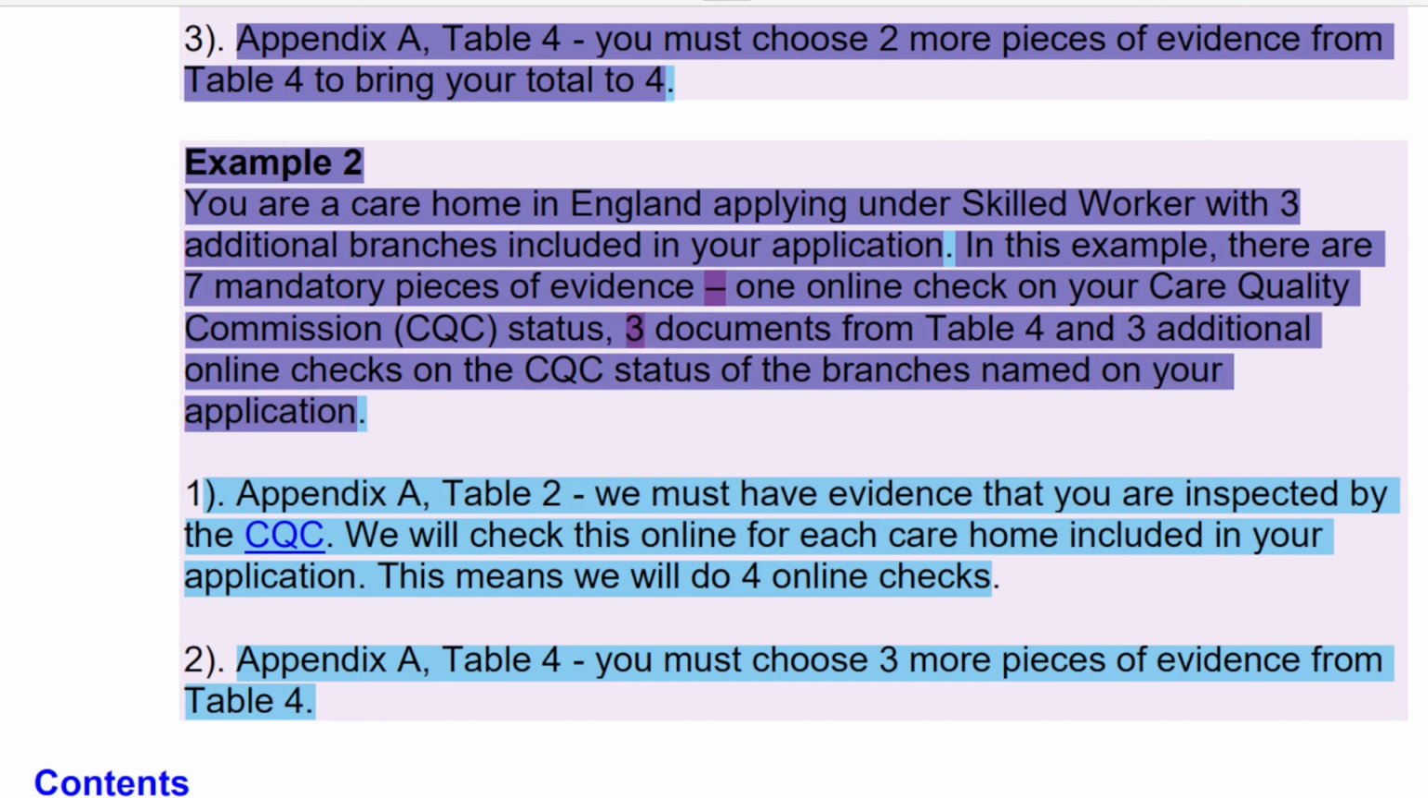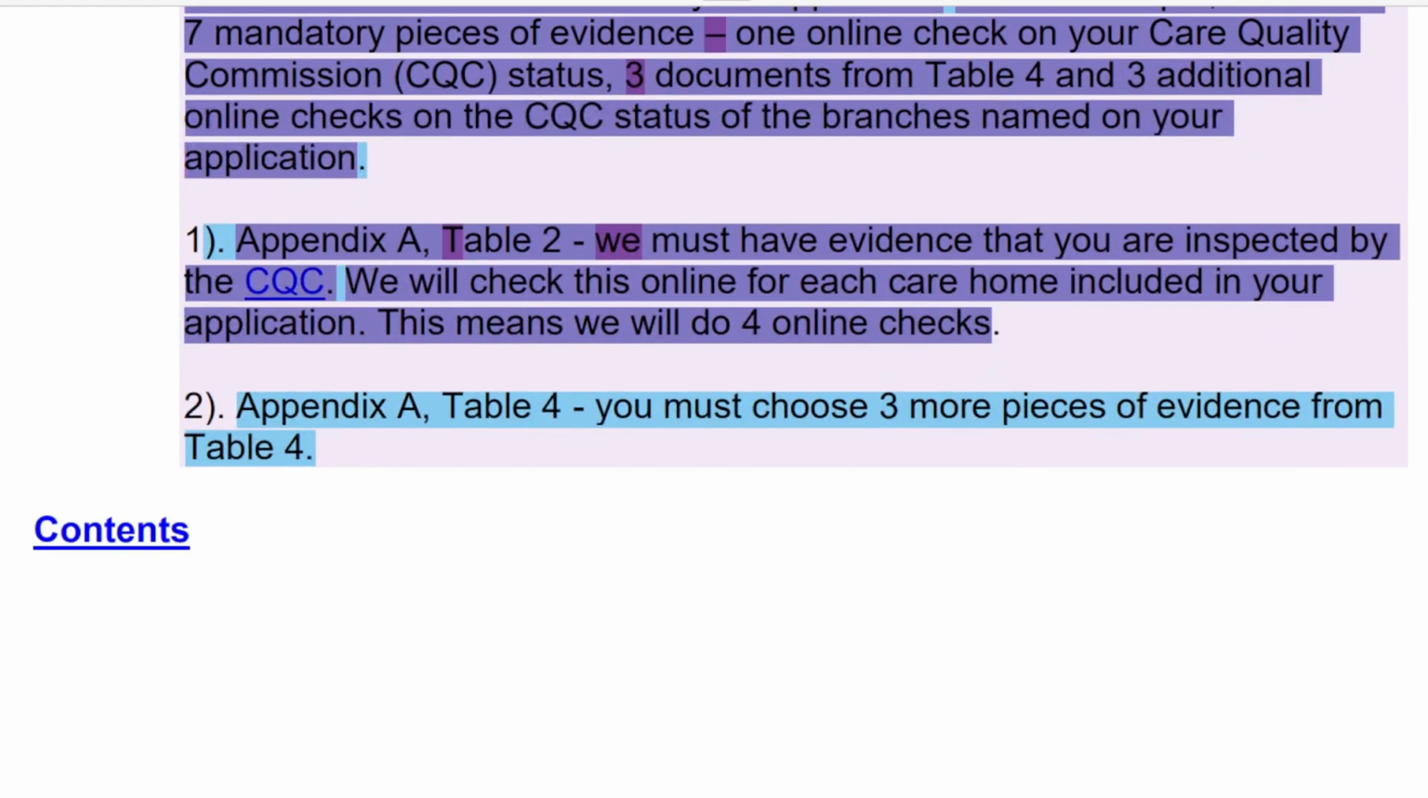1. Appendix A, which is Table 2. We must have evidence that you are inspected by the CQC. We will check this online for each care home included in your application. This means we will do 4 online checks. Appendix A, Table 4. You must choose 3 more pieces of evidence from Table 4.